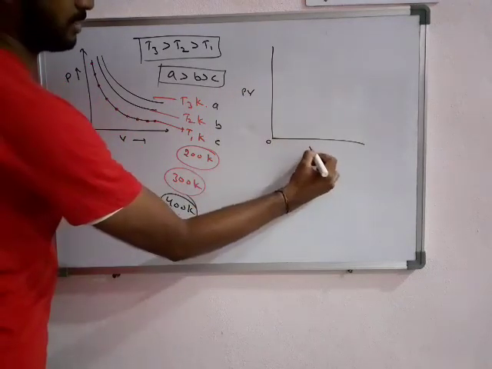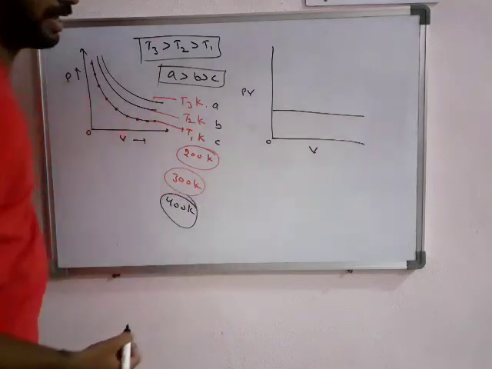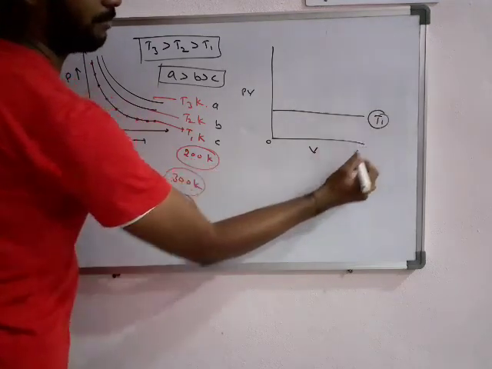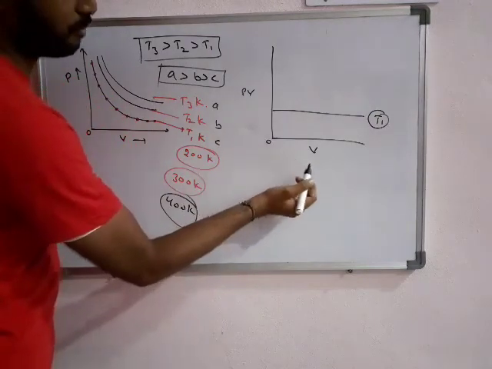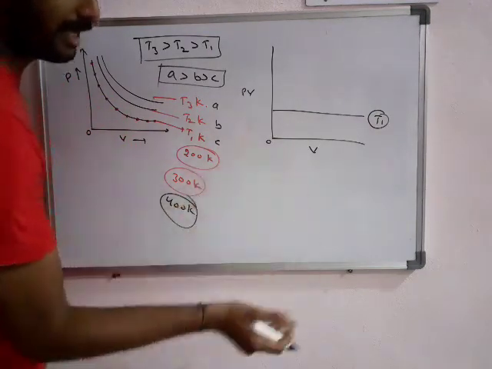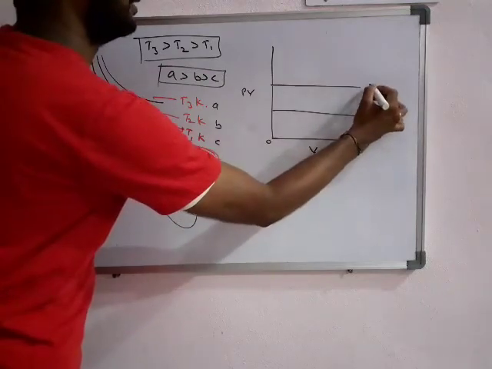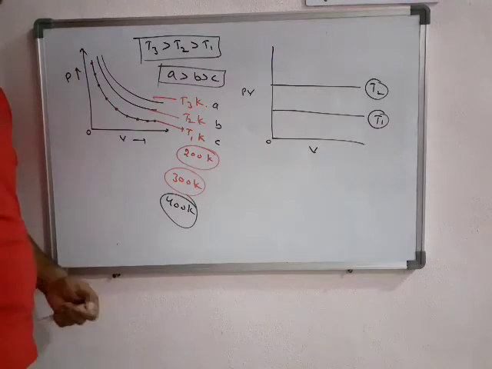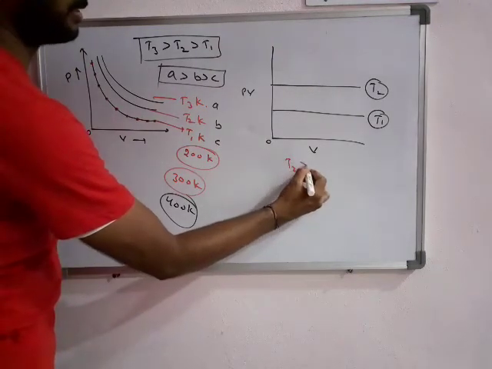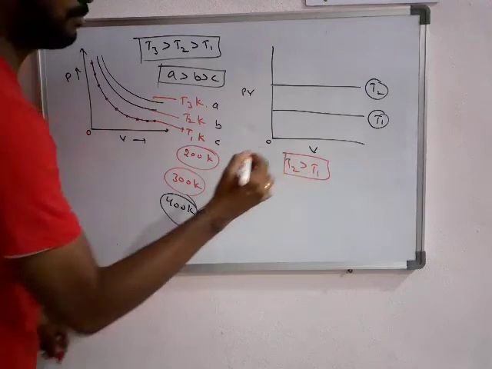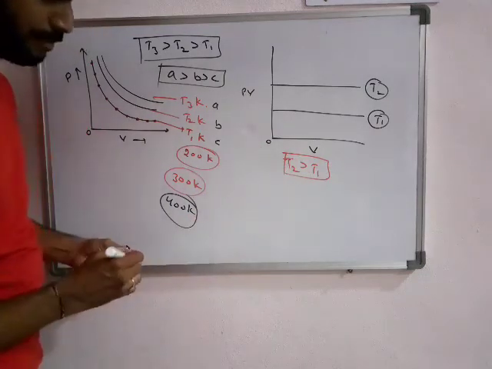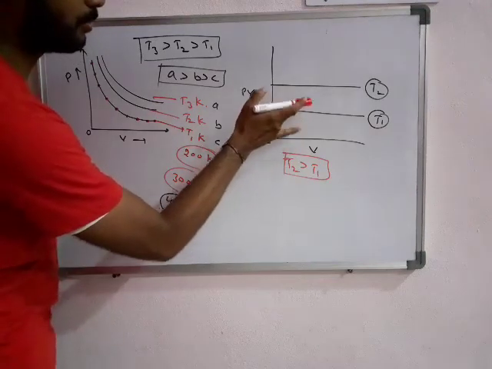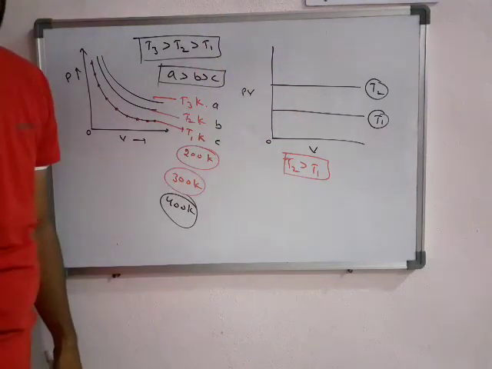In the PV versus volume graph, we know that it is a line parallel to the x-axis, the volume axis. For example, this is done at T1 temperature. If you do the experiment for the same gas at high temperature, the same type of graph will be produced here. So what is the relation here? T2 is greater than T1. To remember Boyle's law, it is inversely proportional, and as the temperature increases, the position of the lines also moves upward. Okay.